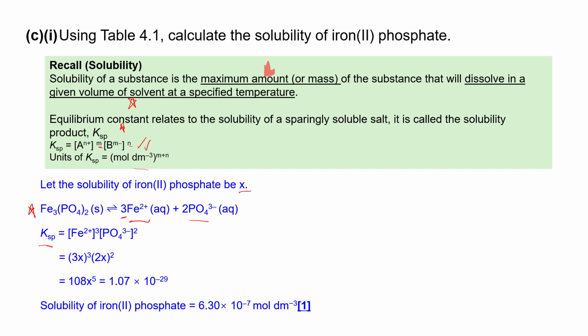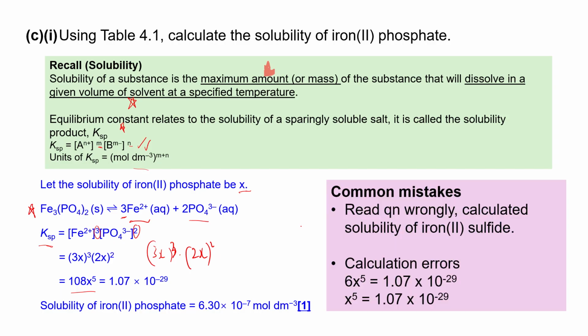Now, please be very careful because a lot of you will make mistakes over here, whether it is the coefficient or the powers. So this is (3x) to the power of 3 multiplied by (2x) to the power of 2. Guys, you have to please take note of the powers. In the end, you should get 108x to the power of 5, not 6x to the power of 5.